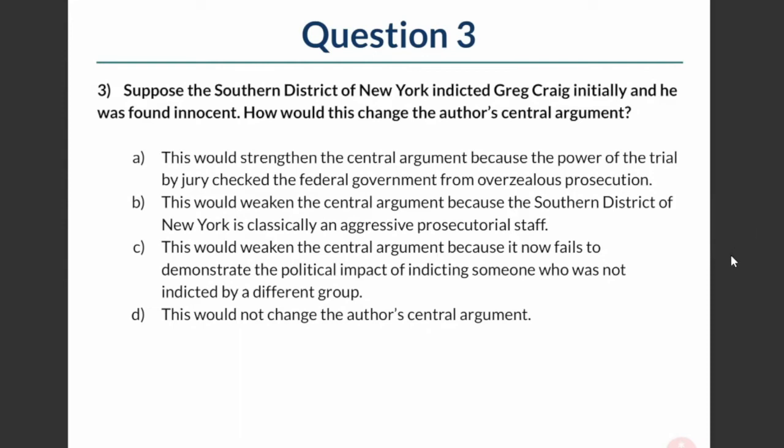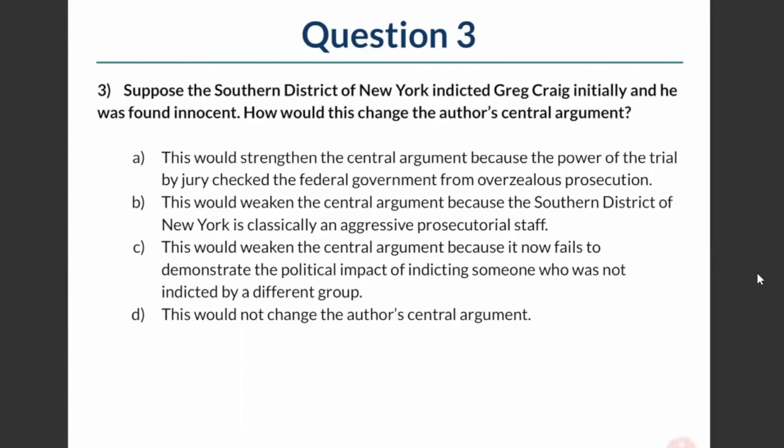B, this would weaken the central argument because the Southern District of New York is classically an aggressive prosecutorial staff. All right, so in this case, our explanation is correct. The Southern District of New York is classically aggressive, but that's still not really answering our question here. The change that's happening is the Southern District of New York indicts Greg Craig initially, and then he's found innocent. So that one I'm not sold on.